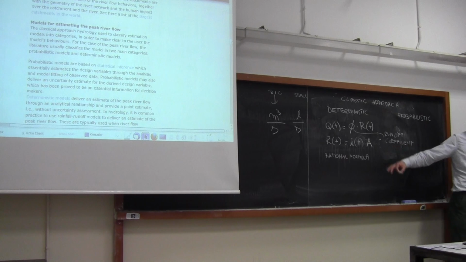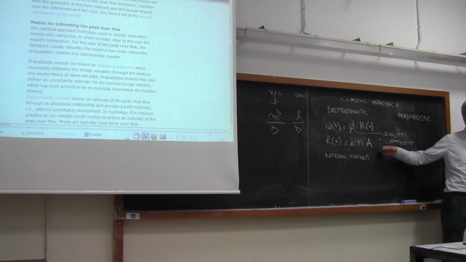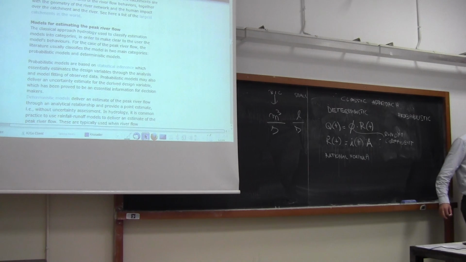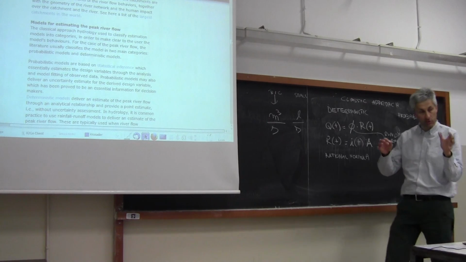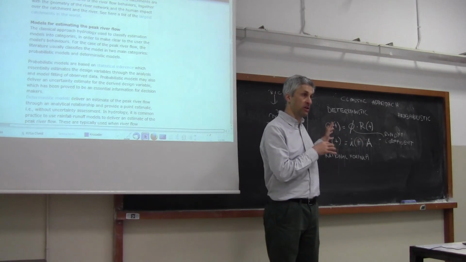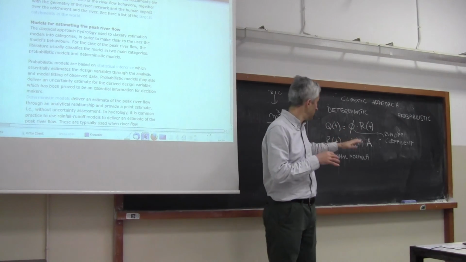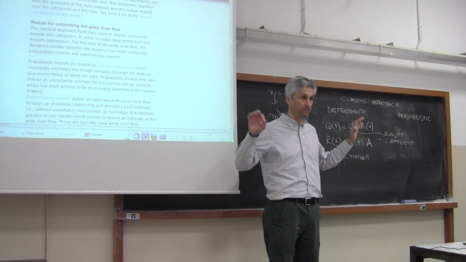So this kind of model, you understand that it's a deterministic model. I mean, the same rainfall gives rise to the same river flow. And this is the concept that I want to stress. This is a deterministic model. There is no uncertainty. You see that the estimate is a number, no uncertainty.